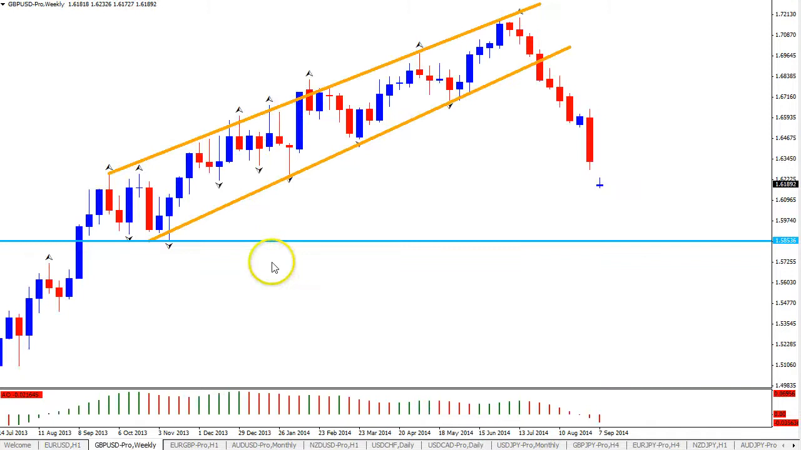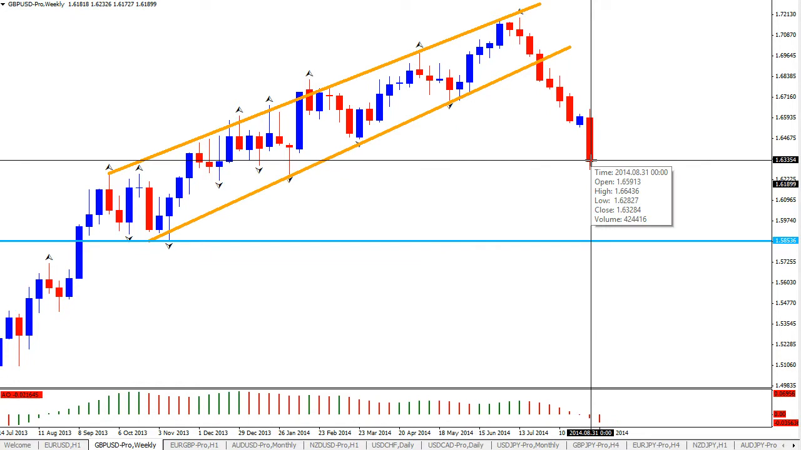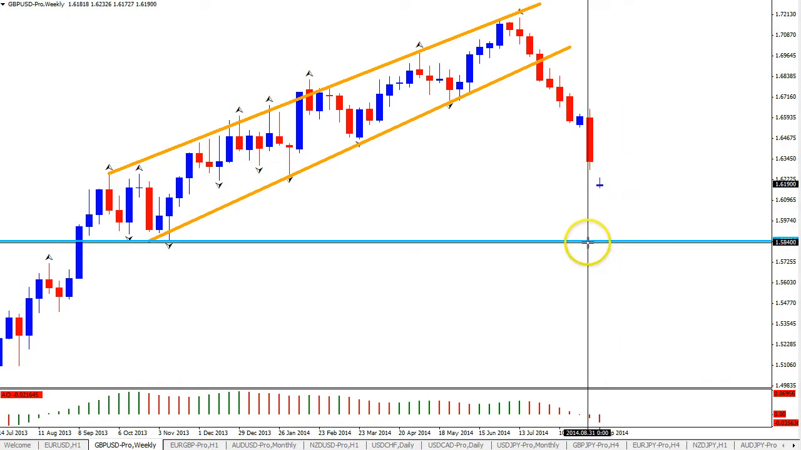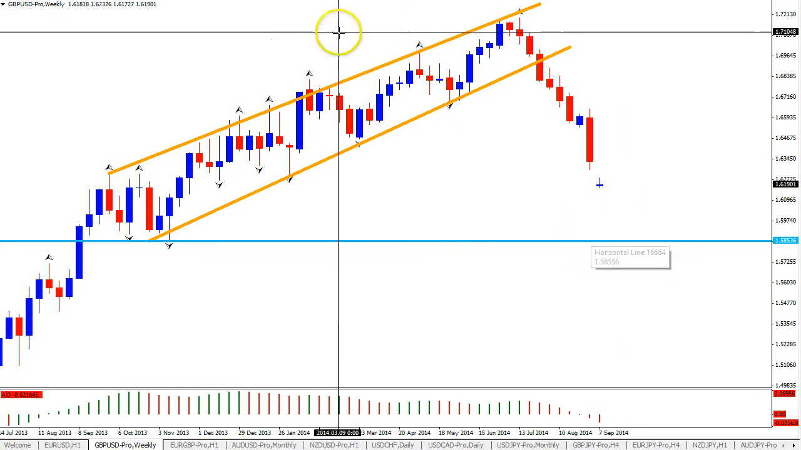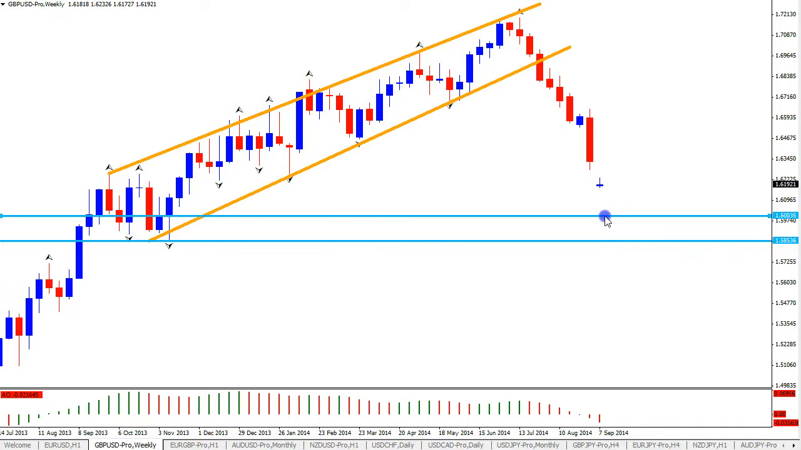The cable, or the pound dollar, in other words, is looking just as bearish, basically a big bearish candle last week, just like the euro dollar. And here too, the next support level is all the way at 158.50. Obviously, the round level of 160 is something to be aware of. That too is a support level, but we're still 200 pips away.